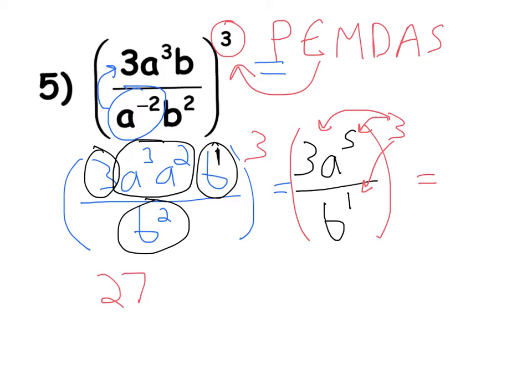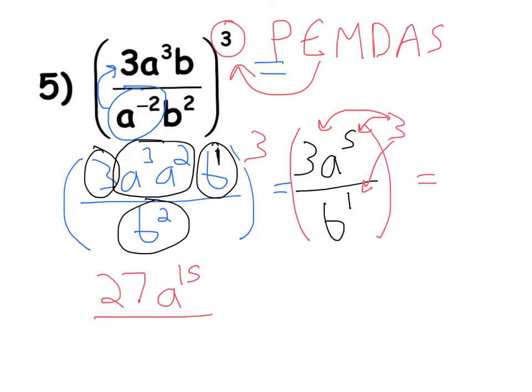A to the fifth raised to the third power, exponent raised to an exponent, so I have a to the fifth times a to the fifth times a to the fifth, and if I added those together, I would get a to the 15th, right? Which is the same thing as multiplying the exponents, right? 5 times 3, a to the 15th.